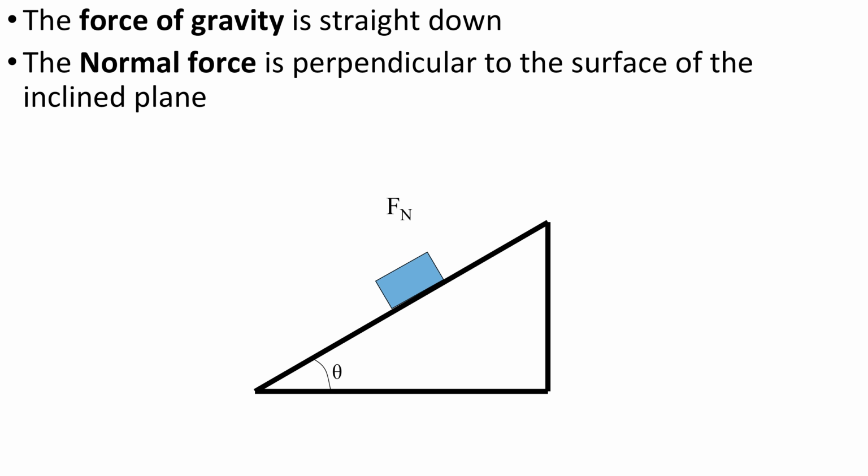First off, we're going to have our force of gravity, of course, and then we're going to have a normal force. The force of gravity is going to go straight down, just like it would on any other free body diagram. But your normal force is going to go perpendicular to the surface of your inclined plane. So it's not going to go completely opposite of your force of gravity. That's different than what we've been doing so far. So it's going to look something like this we see here.